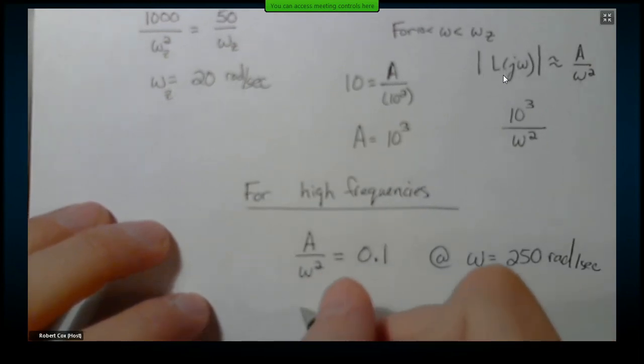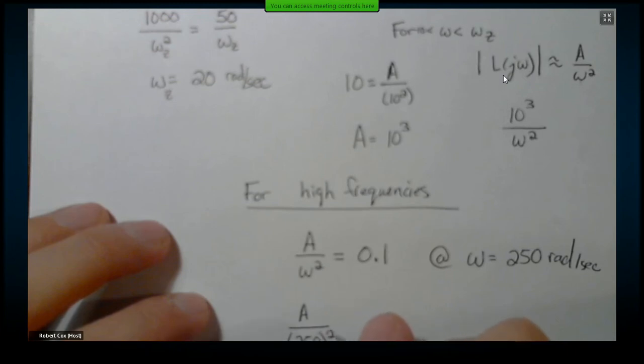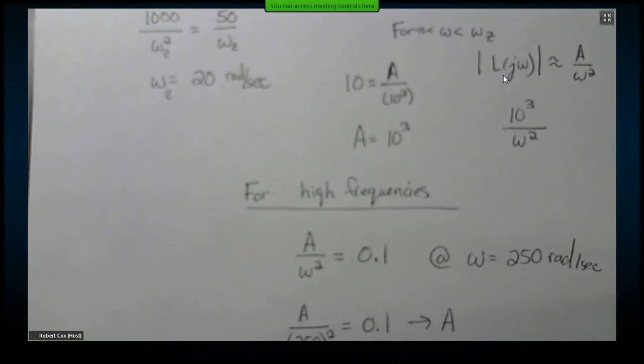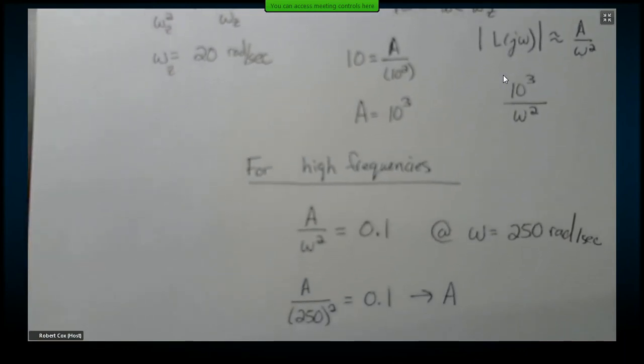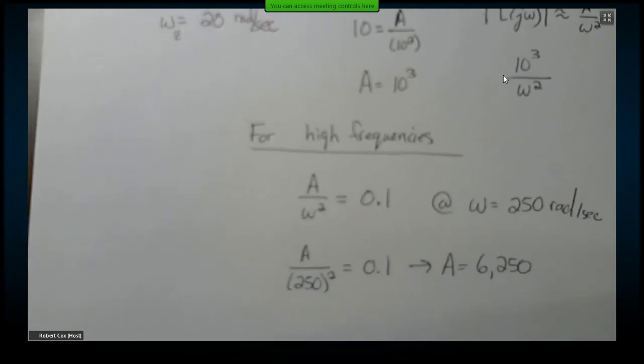So what do I say? A over 250 squared equals 0.1. That means that A has to be, do the math real quick, 0.1 times 250 squared. A has to be 6,250. Okay? So that means that at high frequencies, this guy is 6,250 over omega squared.